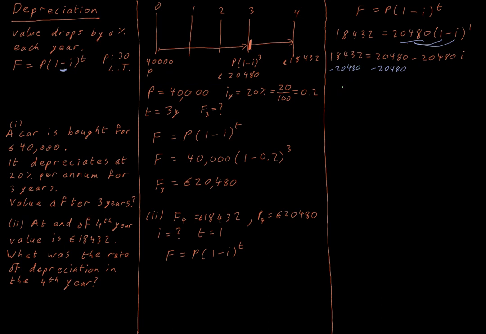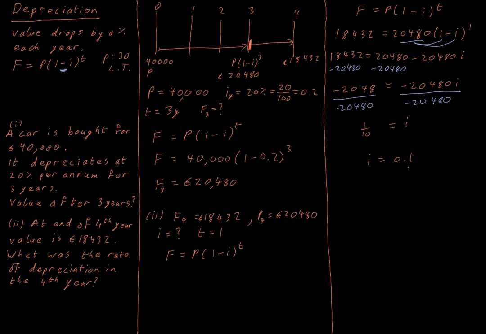When I subtract these two, I get minus 2,048 is equal to minus 20,480i. Then I divide by the coefficient of the letter, because minus 20,480 divided by minus 20,480 is just going to leave me with 1. And then I'll have i on the right hand side by itself. So when I do that division, I end up with a tenth, which I can also say is 0.1 if I put it in decimal form.